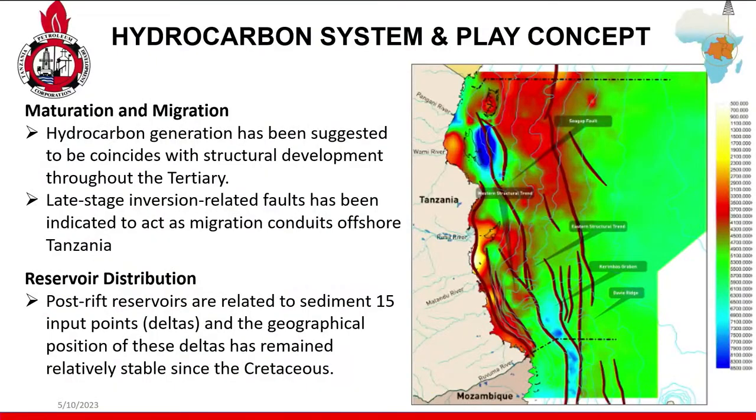In terms of migration, in offshore Tanzania, migration is mostly vertical, and late stage inversion related faults have been indicated to act as migration conduits in the offshore part. And in the case of the reservoir, we mostly have clastic sediments, and mostly they are closely related to post-rift sediments, which are closely related to input sediment points. That's our delta, and we estimate to have around 15 sediment inputs from the rivers. And we also have post-rift reservoirs, which have close relation with the sediment inputs from the rivers. And we have closely related sediment distribution from the rift depocenter during the late Paleocene to early Miocene.